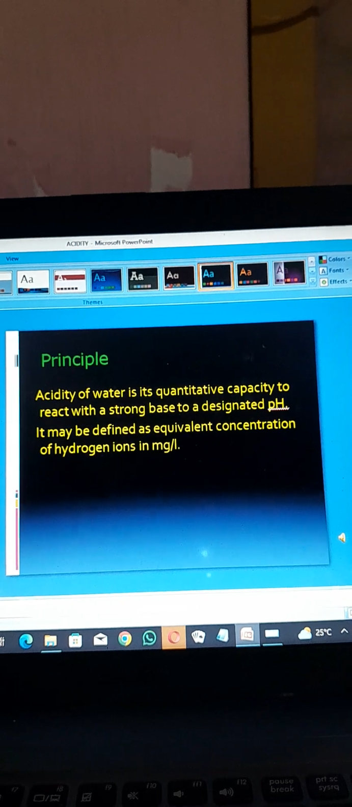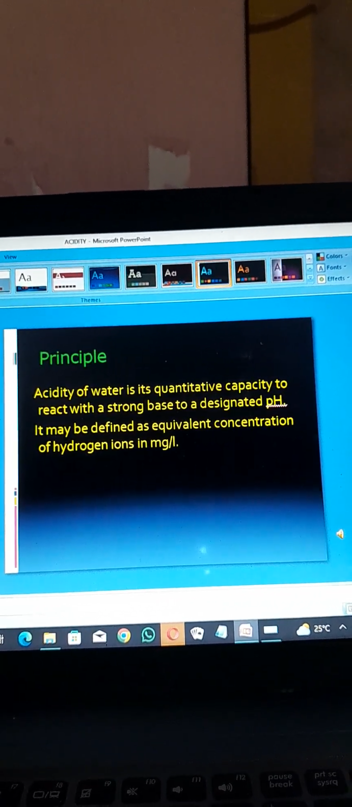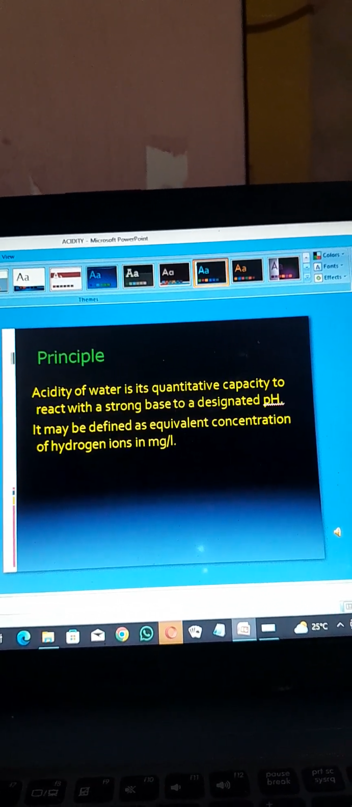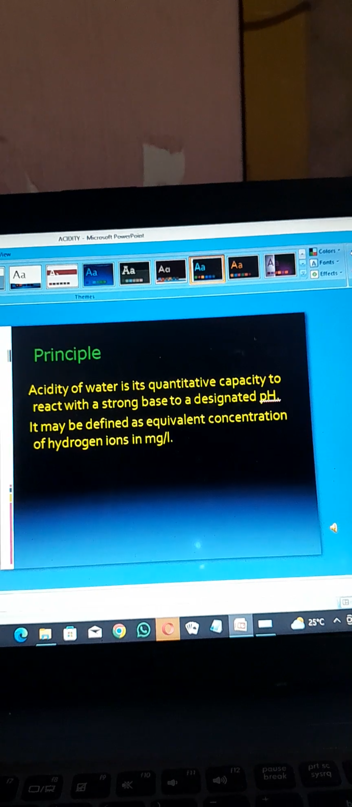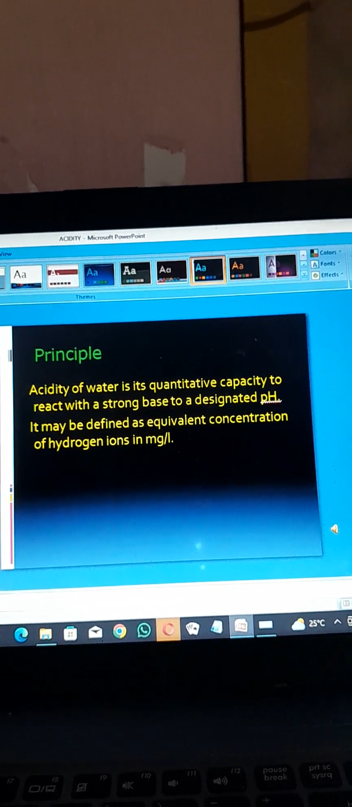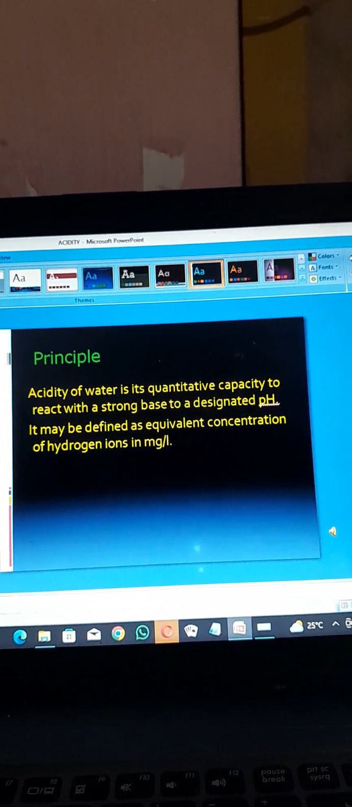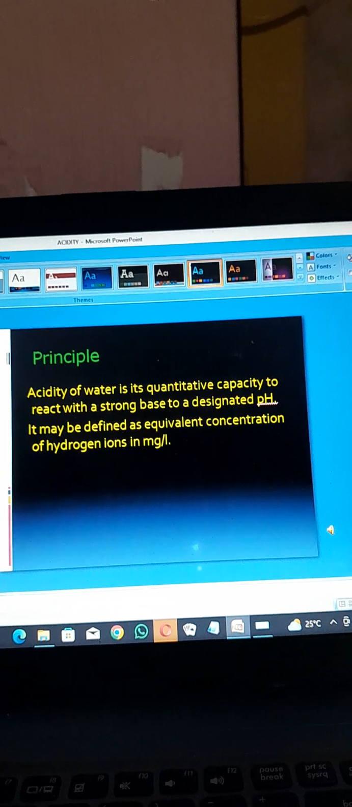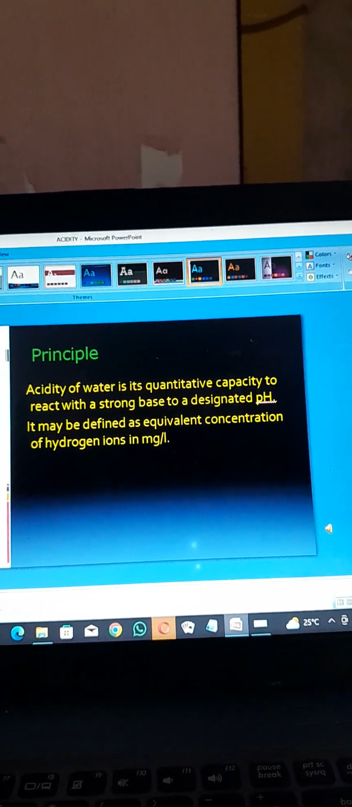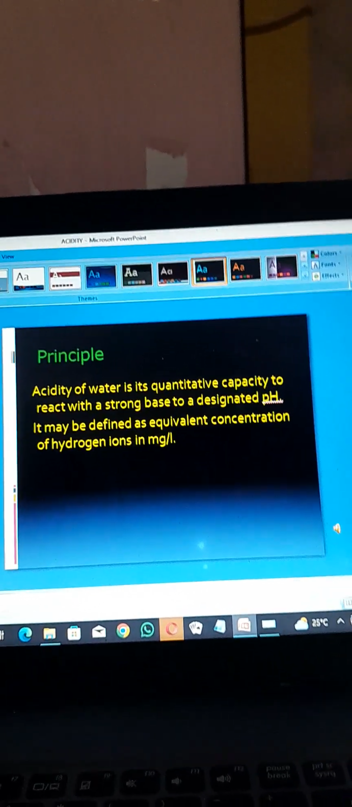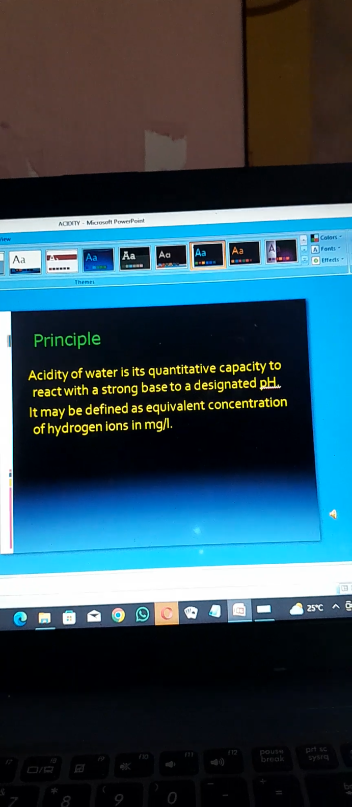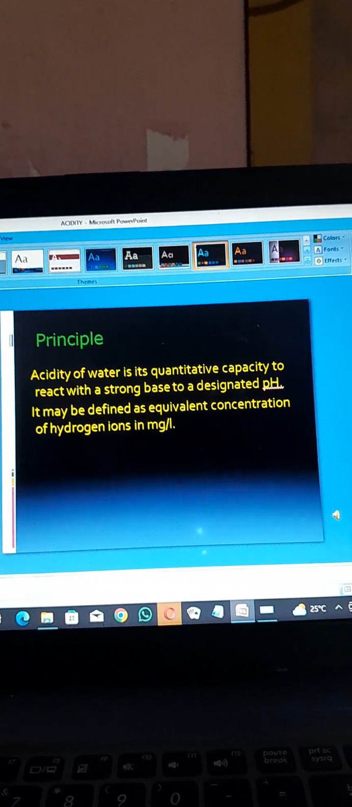Then come to the principle of the acidity parameter. Acidity of water is its quantitative capacity to react with a strong base to a designated pH, and it may be defined as an equivalent concentration of hydrogen ion in mg per liter. So, we test the acidity parameter in the lab to determine the hydrogen ion in that water.